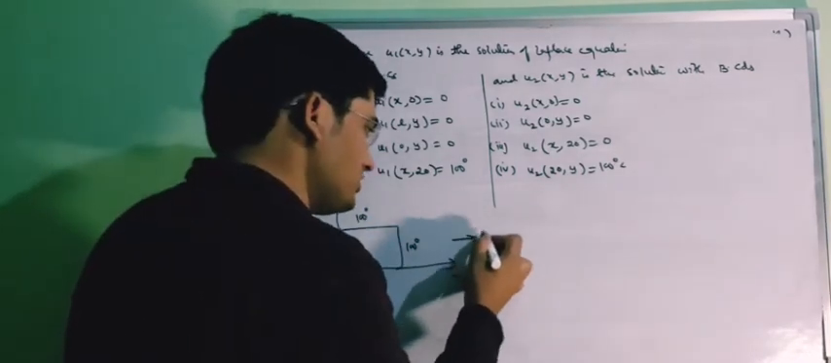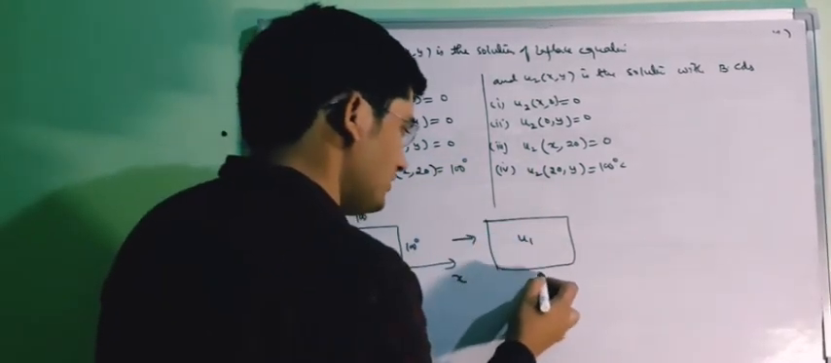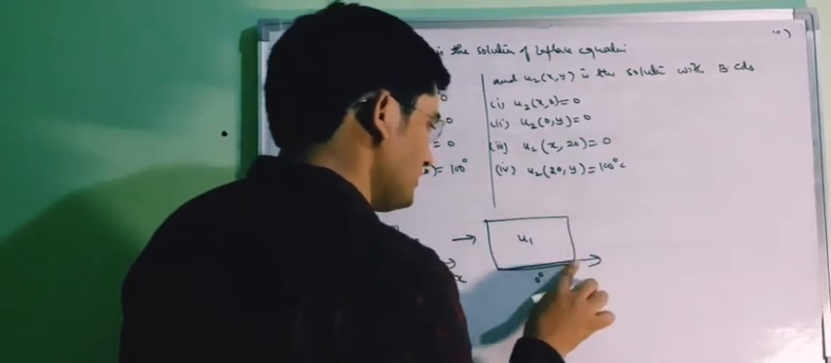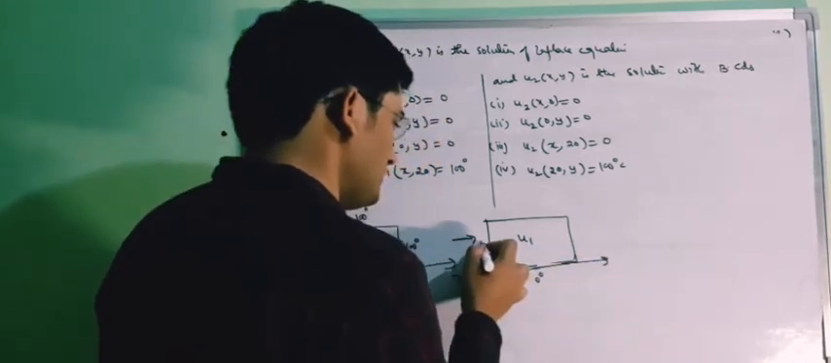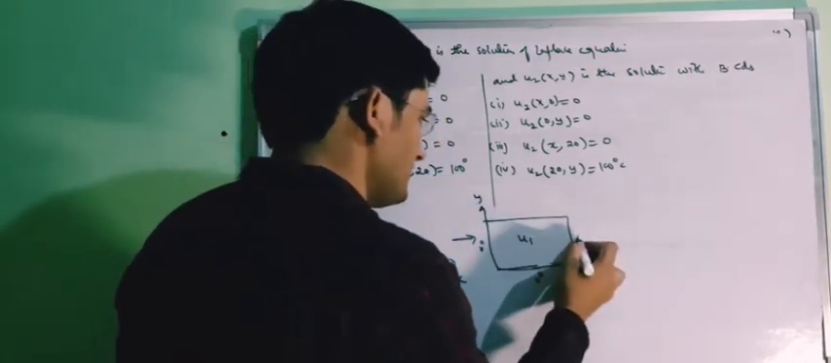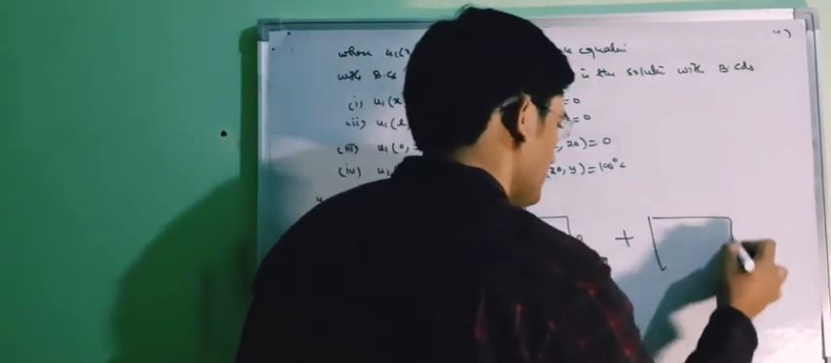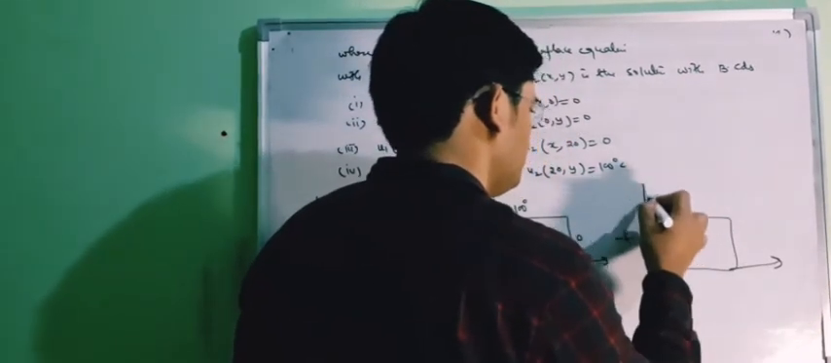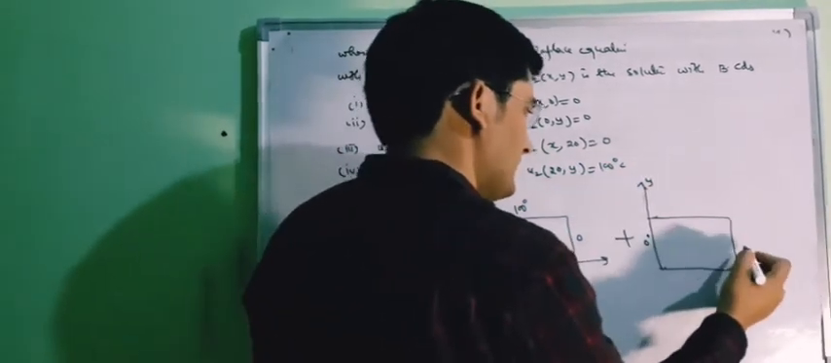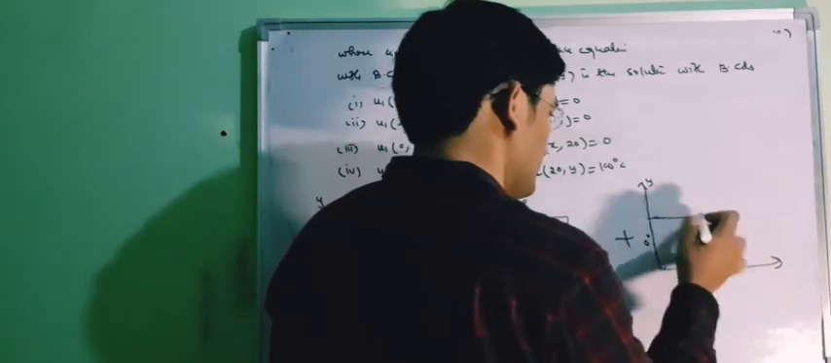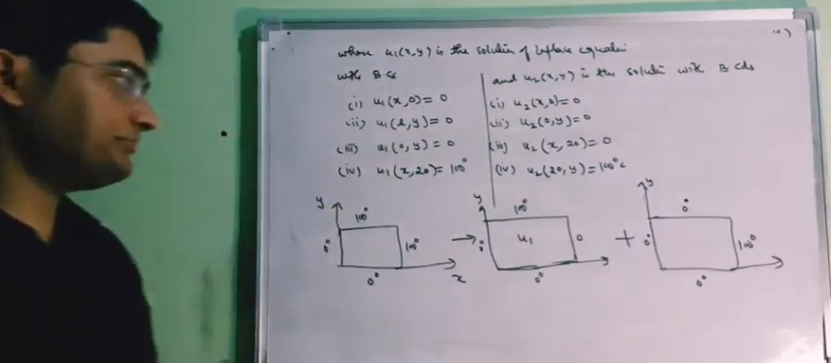We have split our solution in two parts. In the first part, let us assume our solution as u1, and for that the temperature of this edge is 0, and the temperature of this edge is 0, and the temperature of this edge is 0, and the temperature of this edge is 100 degrees centigrade, plus let us assume the temperature of this edge as 0 degrees centigrade, again the temperature of this edge as 0 degrees centigrade, and the temperature of this edge as 0 degrees centigrade, and the temperature of this edge 100 degrees centigrade.